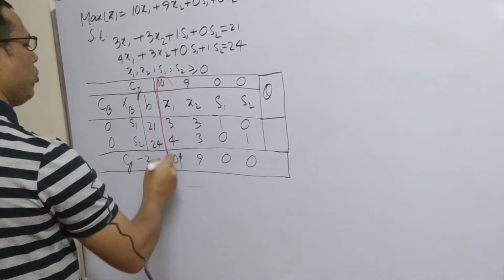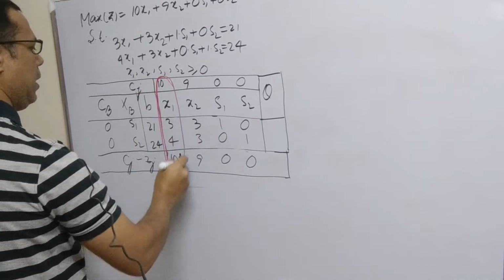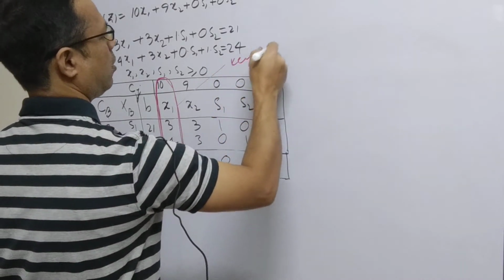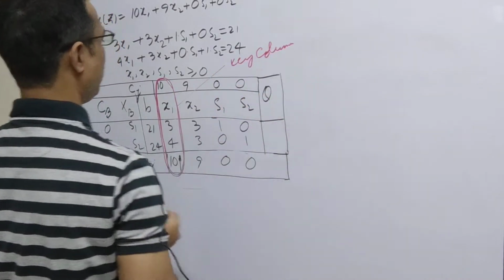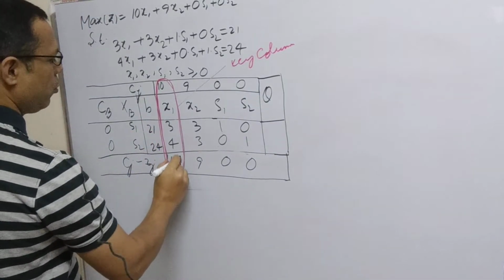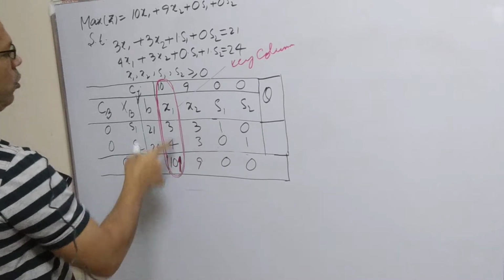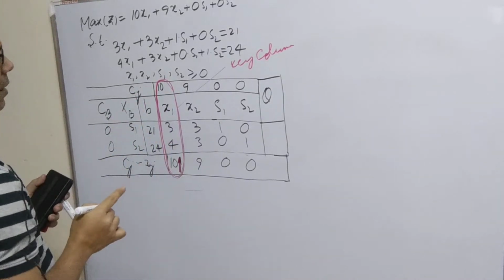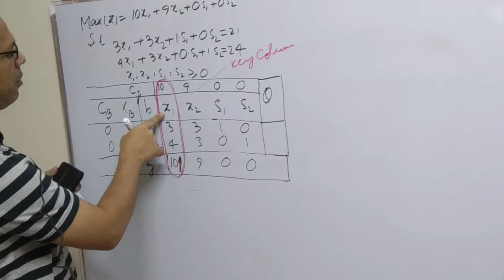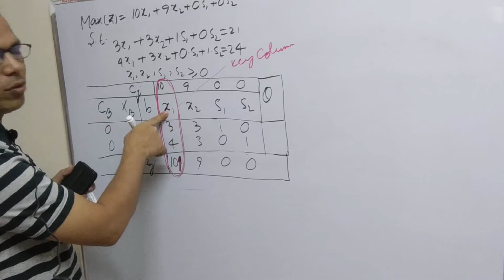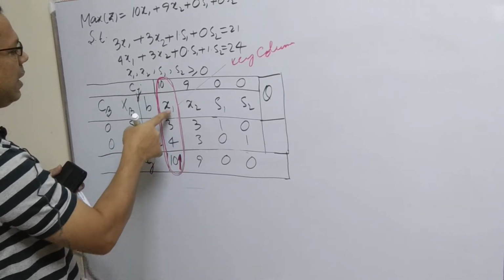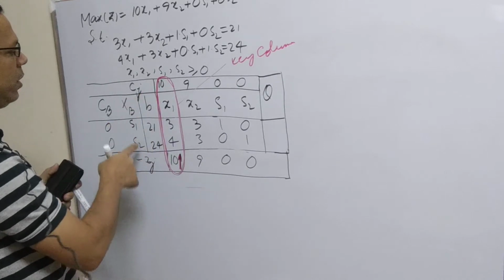So this column is called the key column. Now, what is this arrow going to show you? This arrow first selects the key column, and in parallel it shows which variable is going to be introduced. Go up and see which variable it touches. Now x1 is going to be introduced. It means x1 is going to enter the basis.